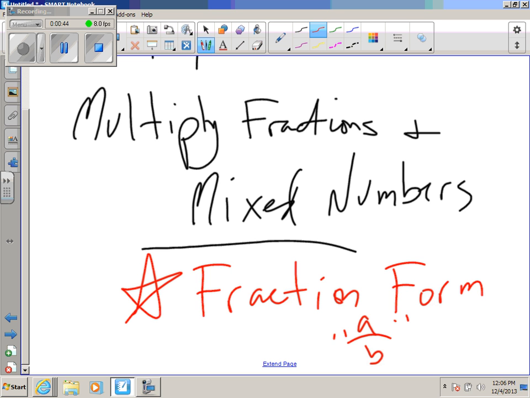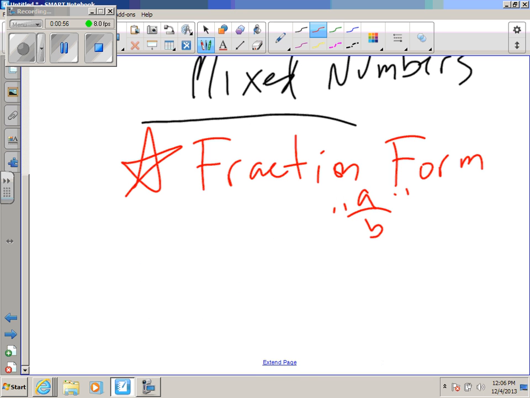Okay, so if it's not in fraction form, does it matter if the fraction's improper? No. As long as I have a numerator and denominator, that does not matter. So 3/5 times 1/4. I don't need common denominators. They're both in fraction form. What is it that I want to look for, though? I want to look diagonally to see if they have anything else in common I can reduce them by.